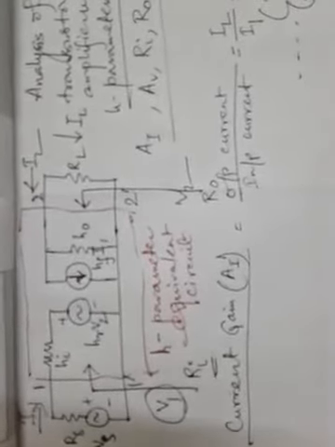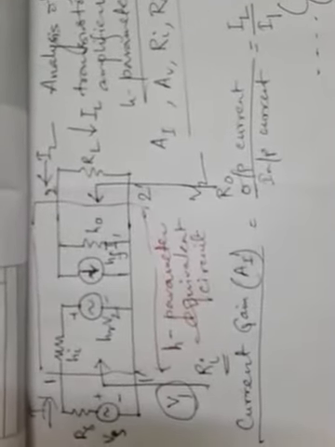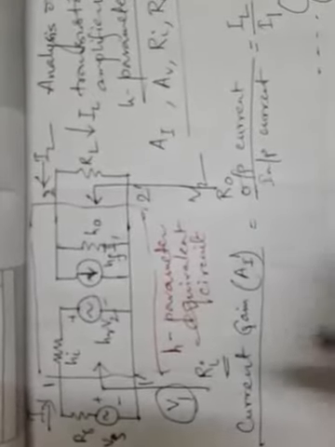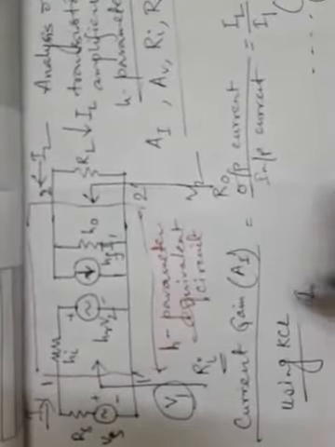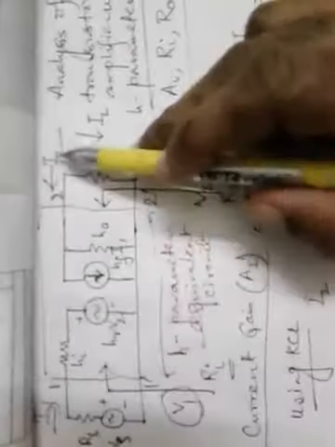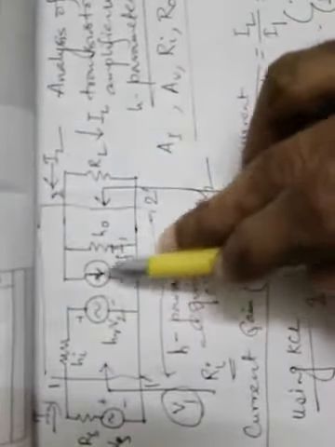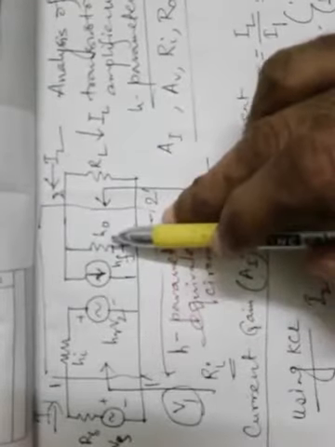Now again, Kirchhoff's current law for the output circuit gives, using KCL, for the output circuit, that means this part is basically I2. Why will Kirchhoff's current law be used? Because this I2 will be distributed in the two branches, one with this current source and another with this output admittance.